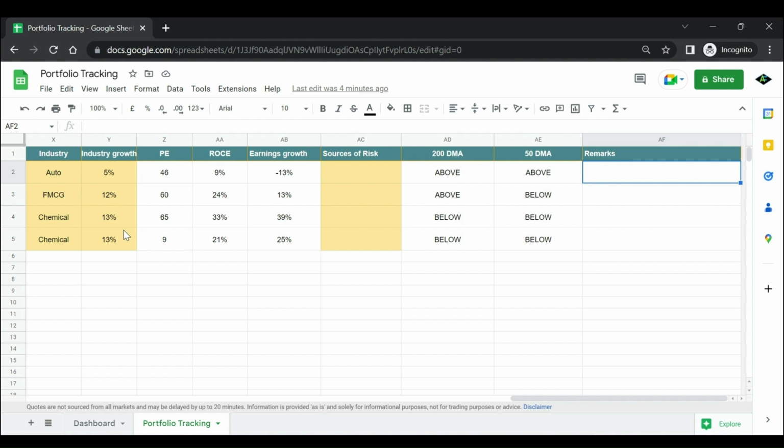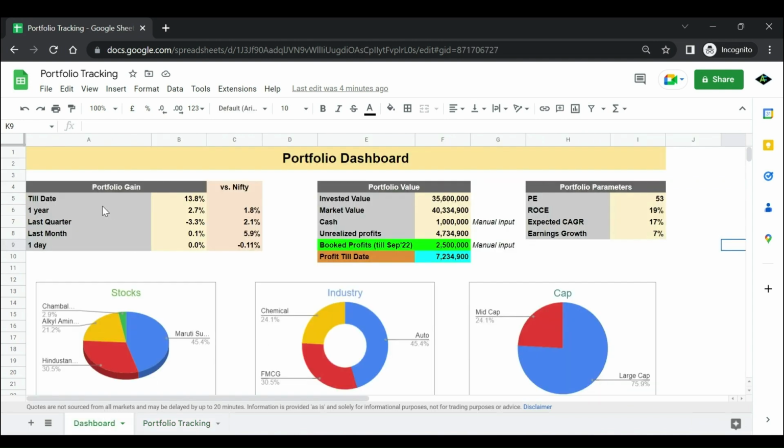Now in the next video, we'll analyze how you can utilize this sheet to build this really good portfolio dashboard. So you will be able to see all the parameters of your portfolio right in a single sheet.